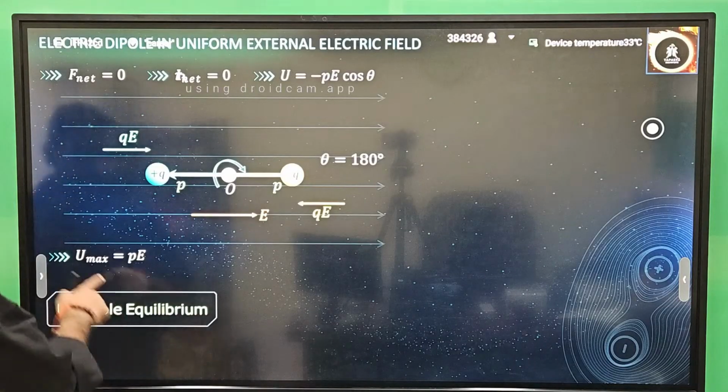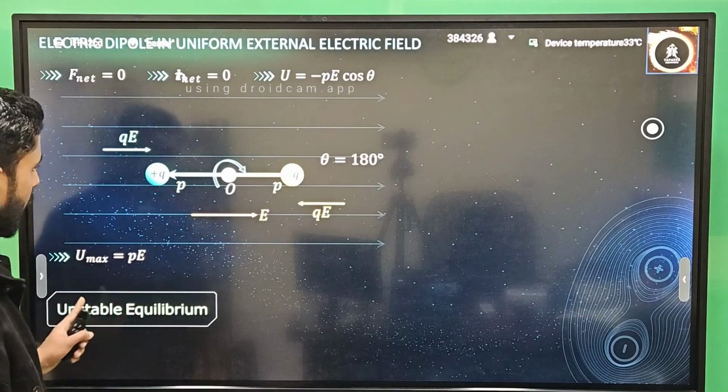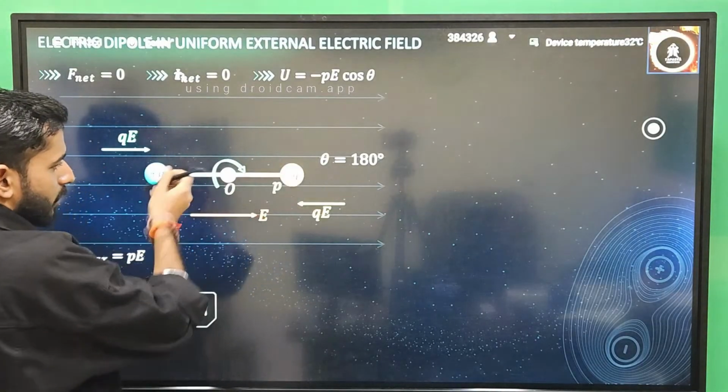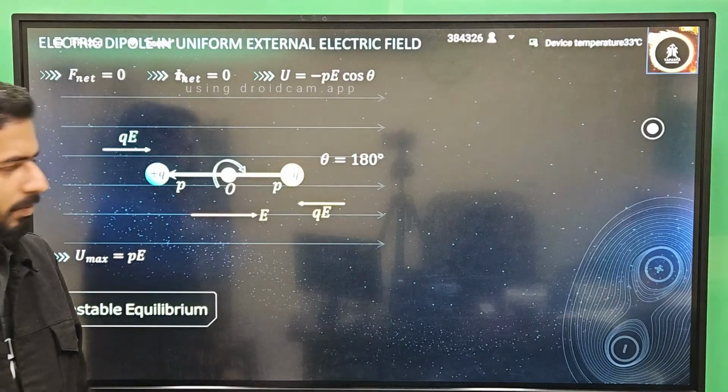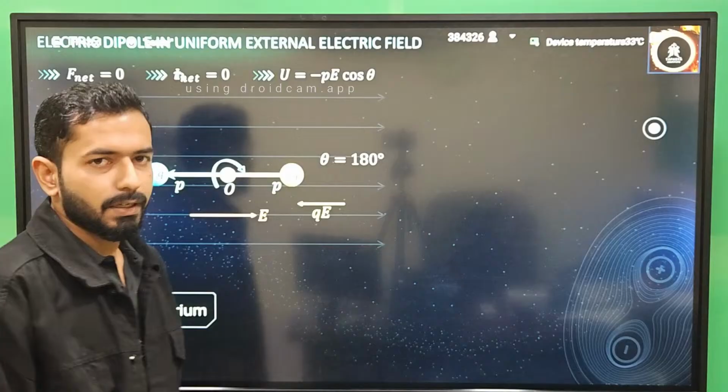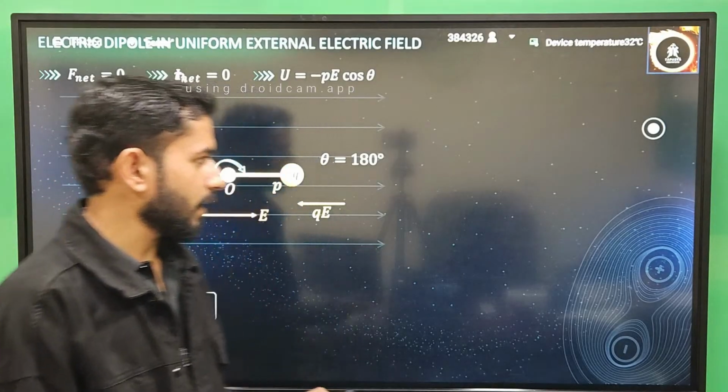In unstable equilibrium, potential energy is equal to PE, and here you can see the direction. This is the direction of the electric field, this is the direction of the dipole. What is the angle between them? 180 degrees, and in that condition unstable equilibrium will exist. Correct? I hope this much of the concepts are clear to you.